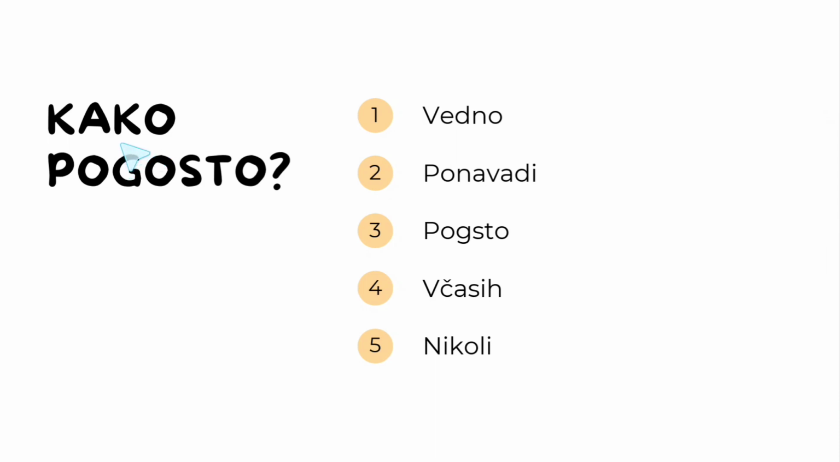Next, we have the question, kako pogosto? Kako pogosto means how often. Vedno means always. Ponavadi means usually. Pogosto means often. Včasih means sometimes. And nikoli means never. So we have vedno, always, ponavadi, usually, pogosto, often, včasih, sometimes, and nikoli, never.